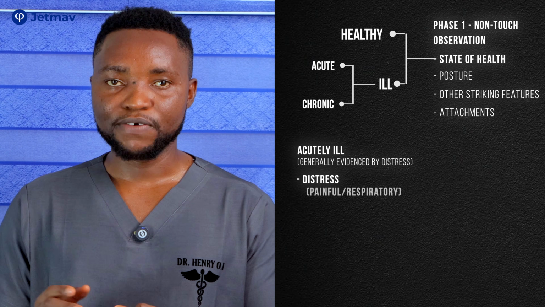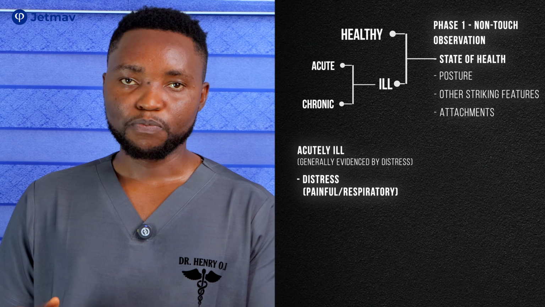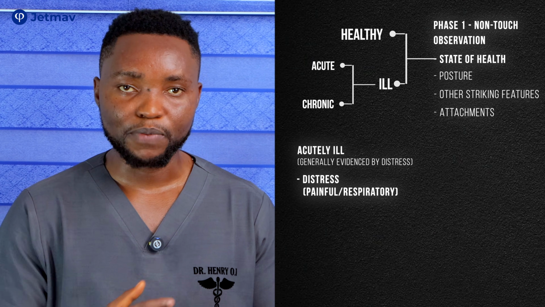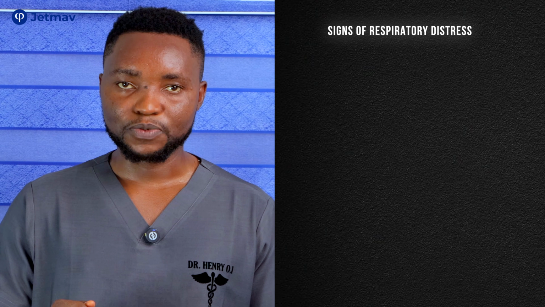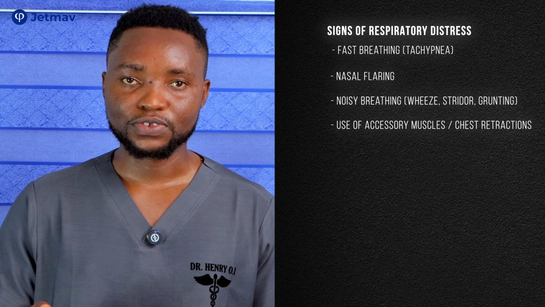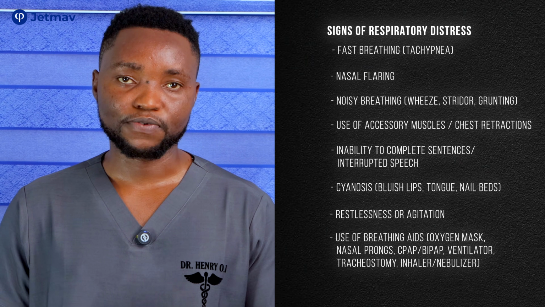So the distress can be painful distress or respiratory distress. Painful distress can be in the form of vocalization of pain or protection of the painful parts by the patient. Some of the signs of respiratory distress include fast breathing, nasal flaring, chest retraction, and a lot of other things that can be used as signs for respiratory distress.